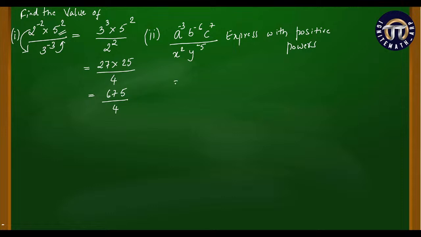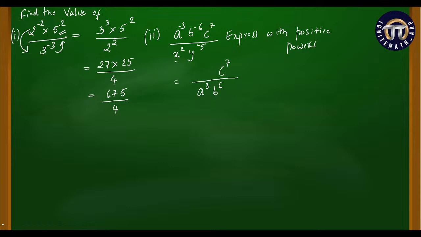So now what can I write? See, a to the power of minus 3 is there, so it is a negative power in the numerator, so that has to be brought down. Whenever I'm taking a to the power of minus 3 down, it becomes a to the power of plus 3. b to the power of minus 6 is there in the numerator, so I have to take it down, so it becomes b to the power of plus 6. And c to the power of 7 is already having a positive power and it is in the numerator. I don't touch that one, I just keep that one as it is.